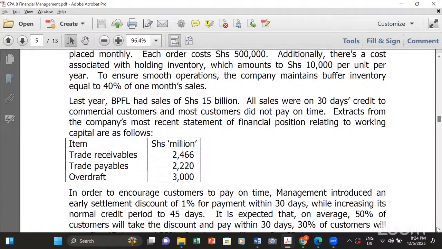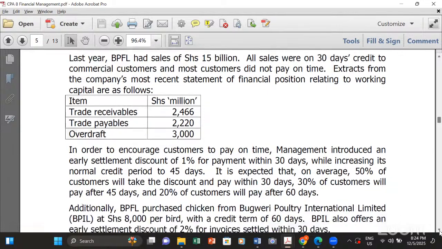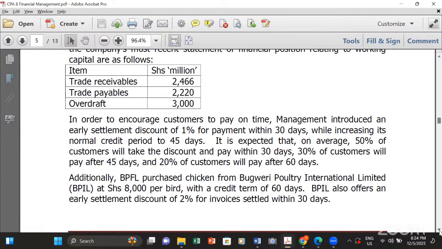In order to encourage customers to pay on time, management introduced an early settlement discount of 1% for payment within 30 days. We're enticing people to pay on time, because these guys have been having a problem. They were not paid, receivables are high. So they have introduced new measures: an early settlement discount of 1% for payment within 30 days, while increasing the normal credit period from 30 to 45 days.